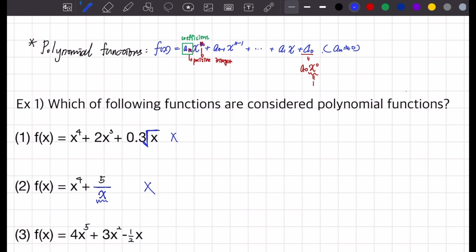In number 3, f of x is 4x to the 5th power plus 3x squared minus 1 over 2x. It's obvious that this function is a polynomial function, right? Because its exponents are all positive integers.